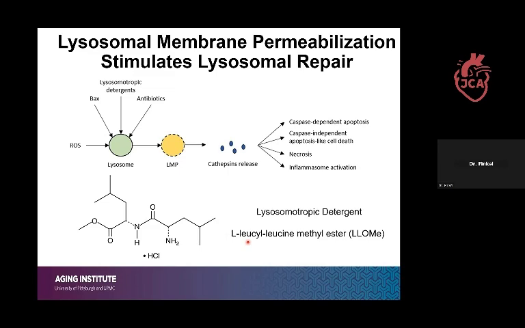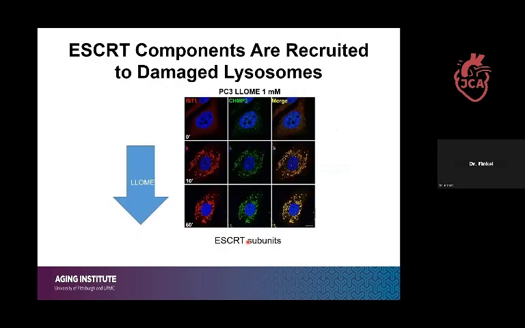So again, going back to those papers that were published in 2018, when we began our work, we just wanted to see, could we reproduce those reports? And so here what we're doing is looking at the cell under baseline conditions in this top row, and then immediately after inducing lysosomal damage, again with this chemical LLOMe. And we're staining by immunohistochemistry for these ESCRT subunits. And here are just two of the many ESCRT subunits. And so you see very little punctate staining under basal conditions.